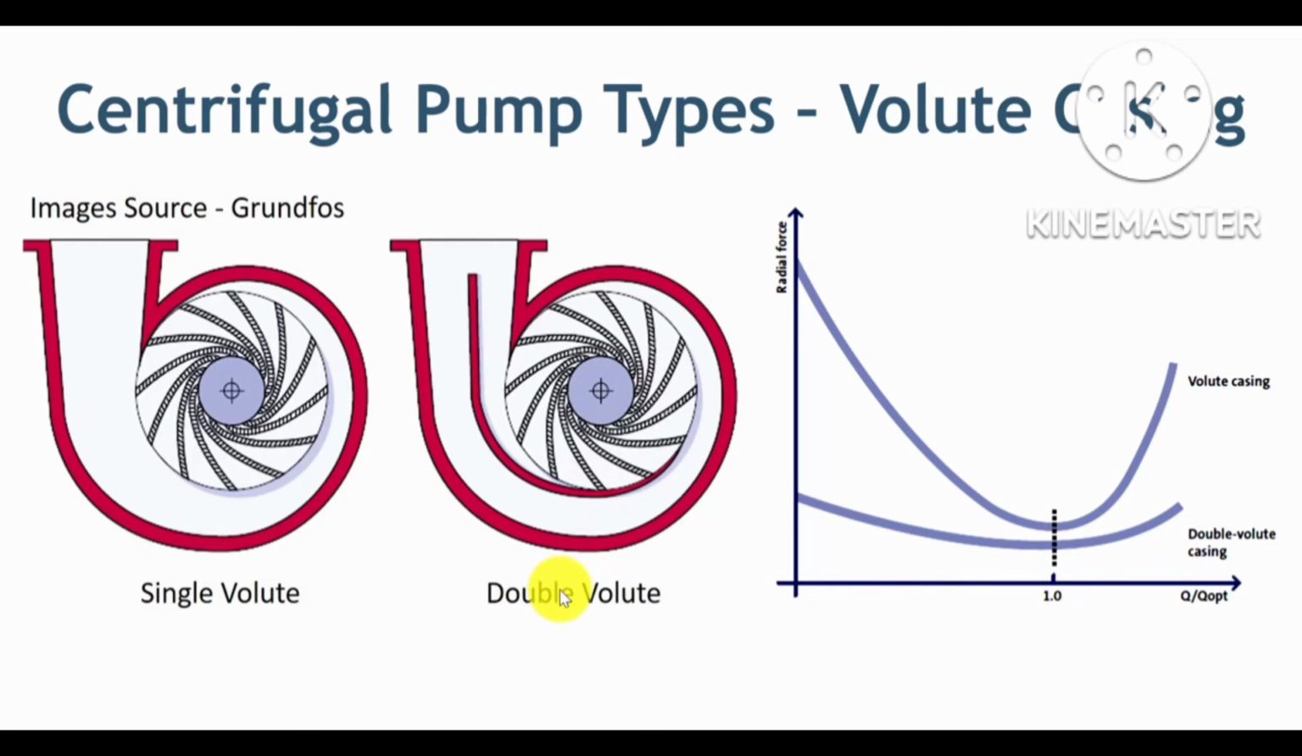In double volute, the exit of the liquid from the impeller is distributed in 180 degrees. So half of the liquid passes to this portion and the remaining half handles the other liquid. This will distribute the load and reduce the stress on the pump body and shaft. On this chart, you can see that the radial force distribution of a double volute casing is much flatter than the single volute casing.